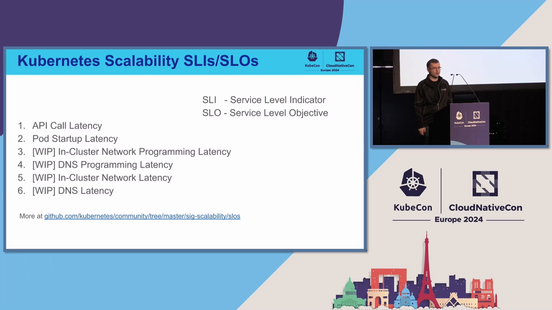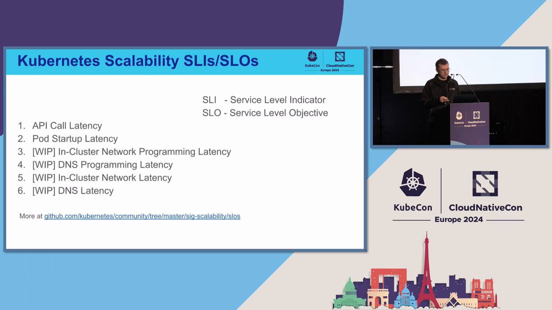So what are SLOs and SLIs? I hope you already know those terms, but an SLI is a service level indicator. You can think about it as a metric. An SLO is a service level objective. You can think about it as that metric plus some threshold below which the system is healthy. For Kubernetes, we actually have two really mature SLOs: pod startup latency and API call latency. Taking a step back, those two are things that we measure and that are well tested. Regressions on those are blocking releases and so on.